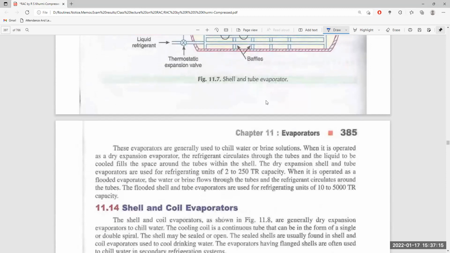When it is operated as a dry expansion evaporator, the refrigerant circulates through the tube and the liquid to be cooled fills the space around the tube within the shell. The dry expansion shell and tube evaporator is used for refrigerating units of 2 to 250 TR capacity.